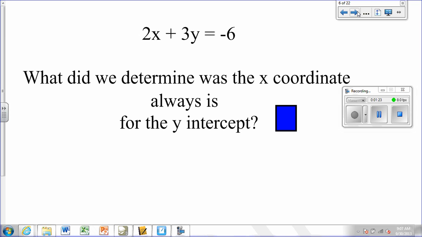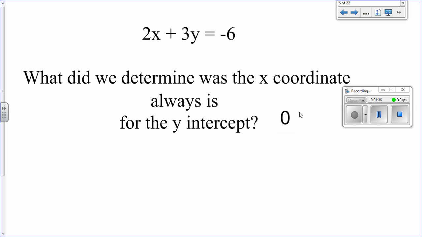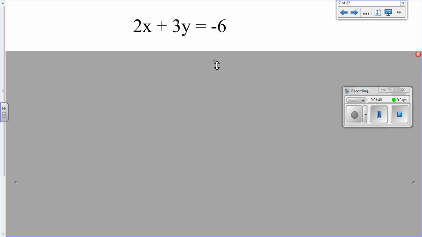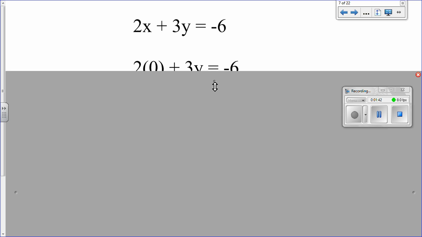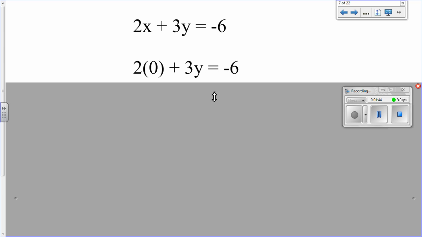Let's take a look at our example: 2x plus 3y equals negative 6. What did we determine was the x-coordinate always when we're looking for the y-intercept? And hopefully you said 0. Using that, we can determine what one of our intercepts is. And we're going to take x and substitute in 0 for it.